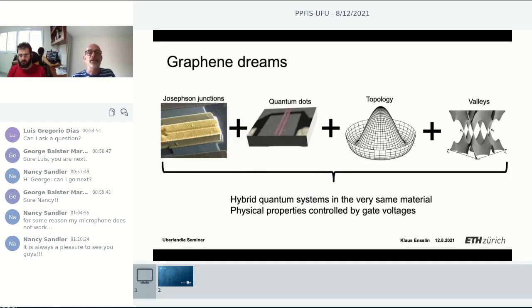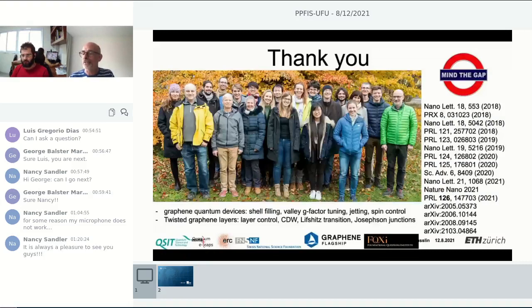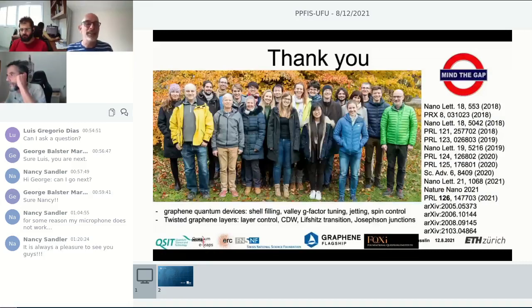So that brings me to the end. Let me first thank you for your attention. Greetings from Zurich to Uberlandia. Here you see our team. And I showed you basically graphene quantum devices, which I think have matured a lot, and twisted graphene layers, which are at this point almost an infinite zoo of things that you can do. Thank you very much for your attention.